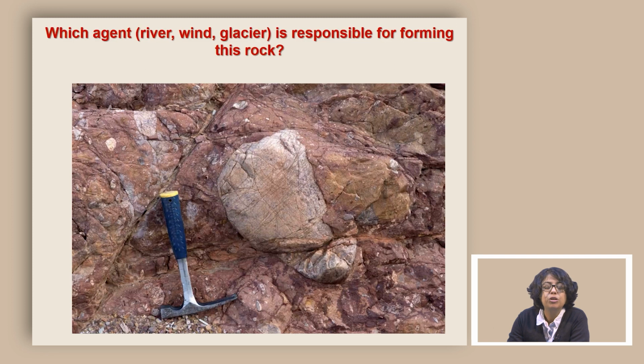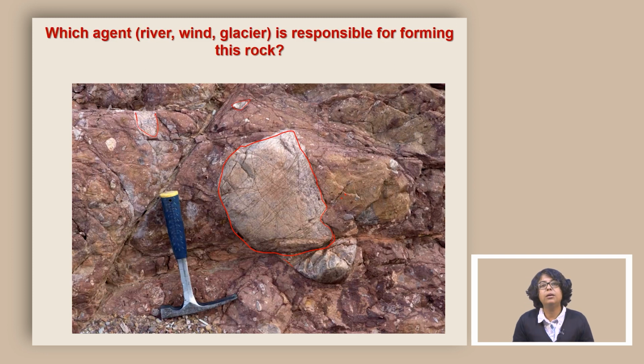This is a question which asks which agent, river, wind, or glacier, is responsible for forming this rock. One important thing about this rock is we see some large boulders which are part of the rock. Some of these boulders are quite angular in nature, some of them are not so angular. And if we look at the groundmass, the part which is not boulder, it is quite fine because you cannot really see individual grains in there. So, it is a fine material, and on top of it there are some large boulders.